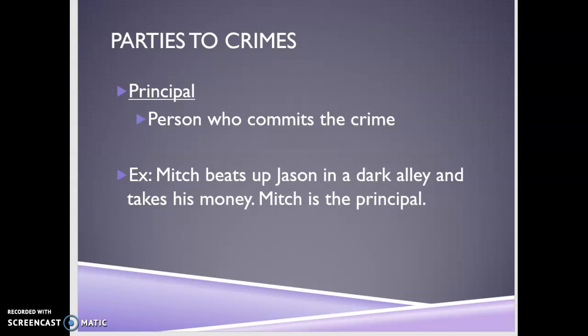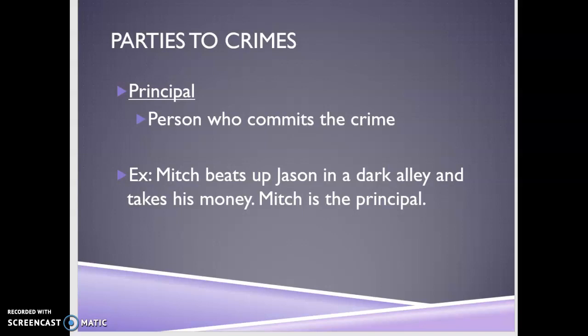So the first party to a crime is the principal, and this is the most straightforward, and this is usually what we think of when we think of a criminal defendant. But the principal to a crime is simply the person who commits the crime. So for example, Mitch beats up Jason in a dark alley and takes his money. Mitch is the principal. All crimes are going to have a principal, but not all crimes will have the other parties.